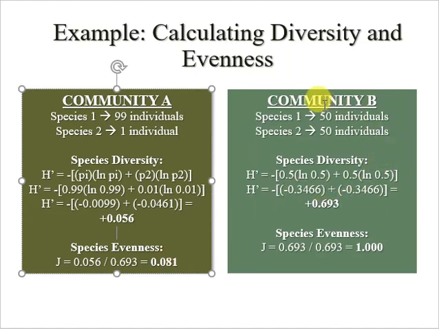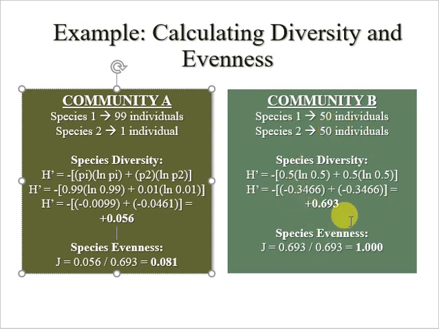Now you compare that to community B. Species 1 has 50 individuals, species 2 has 50 individuals. So when you calculate the H prime value, you get a species diversity level of positive 0.693, which is far, far greater than community A. We now see that community A has a pretty stinky species diversity. And the species evenness for this community is 1.0 because it's a 50-50 split. Same number of individuals in species 1 as there are in species 2.